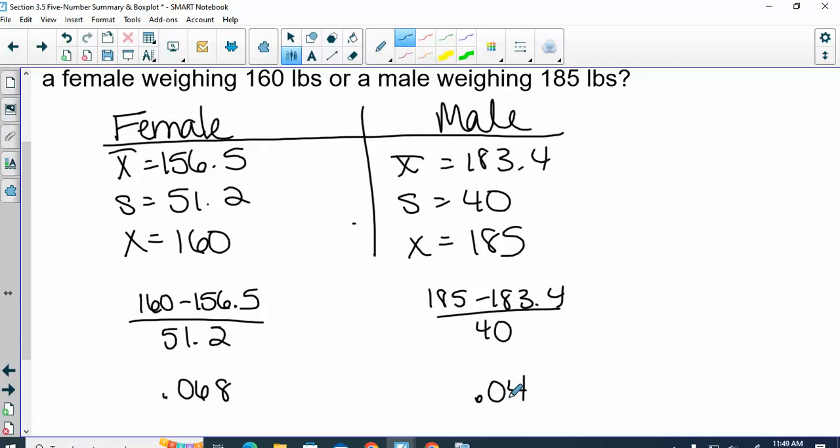Z-scores, and then we have to answer the question. We want to know who was relatively heavier. They're both higher than the mean, so we want the one that is the most high, so that would be who in this scenario? Any questions?